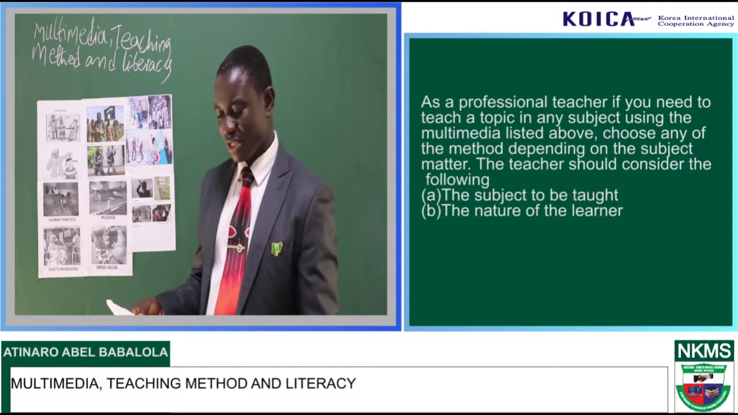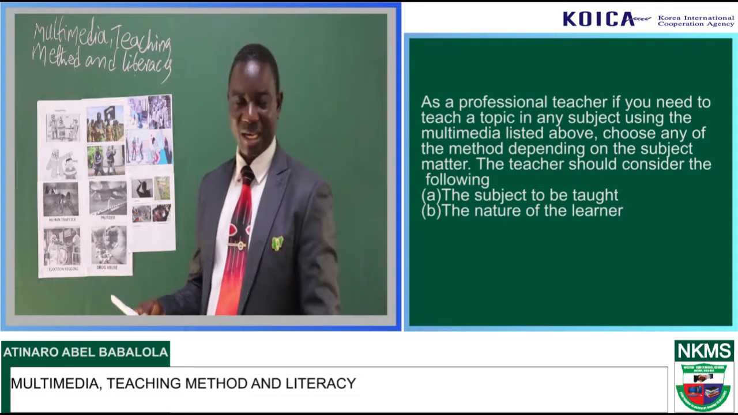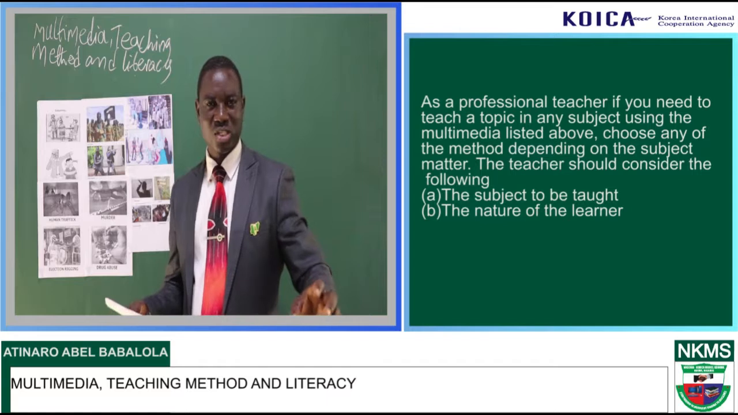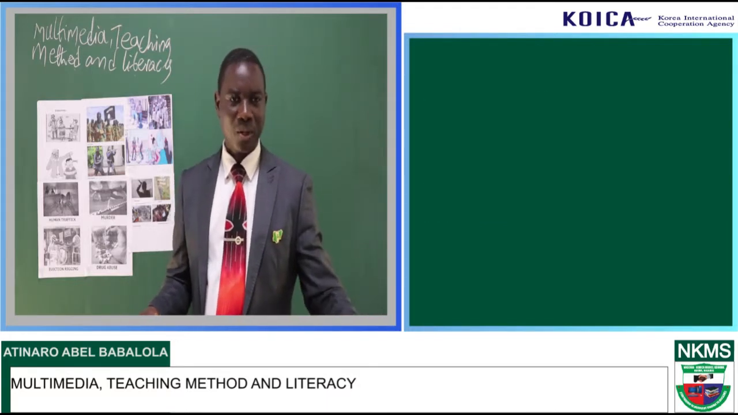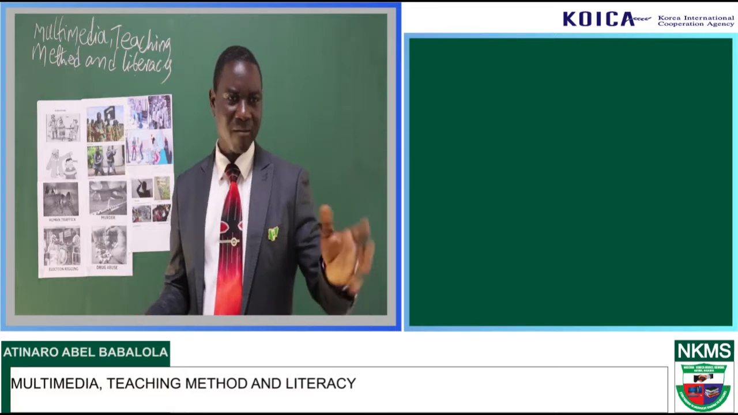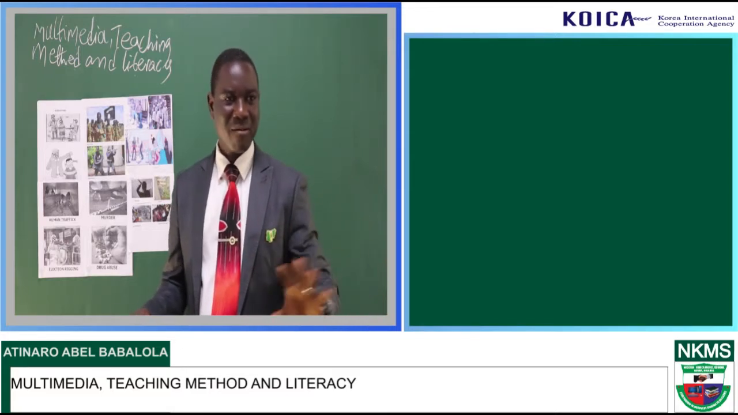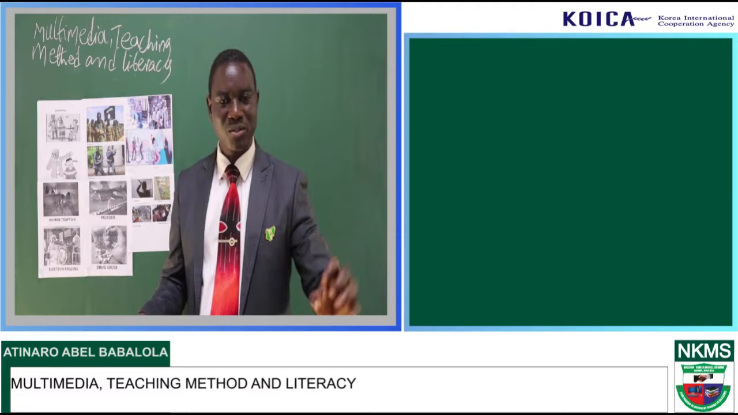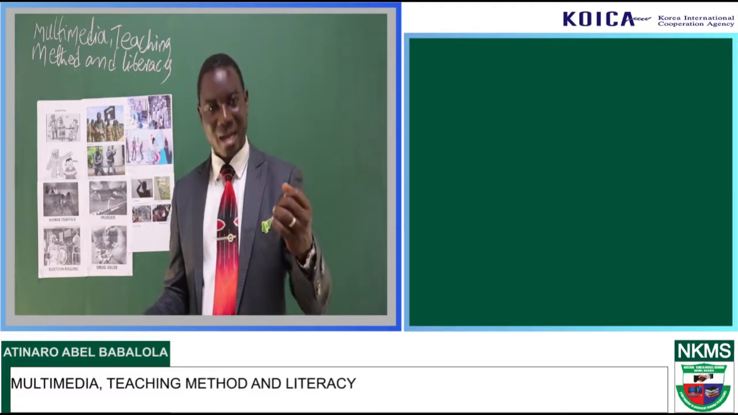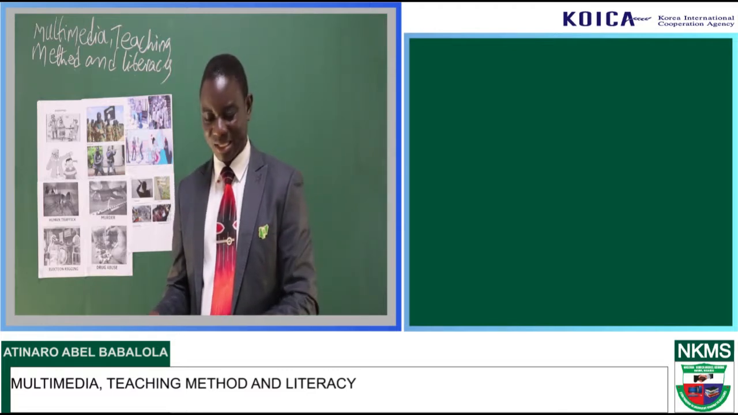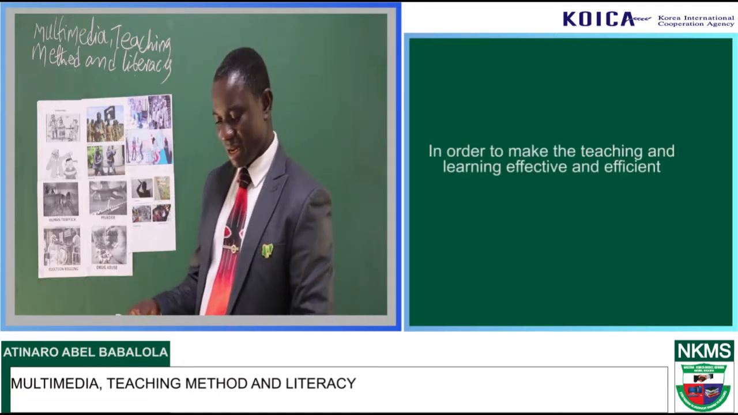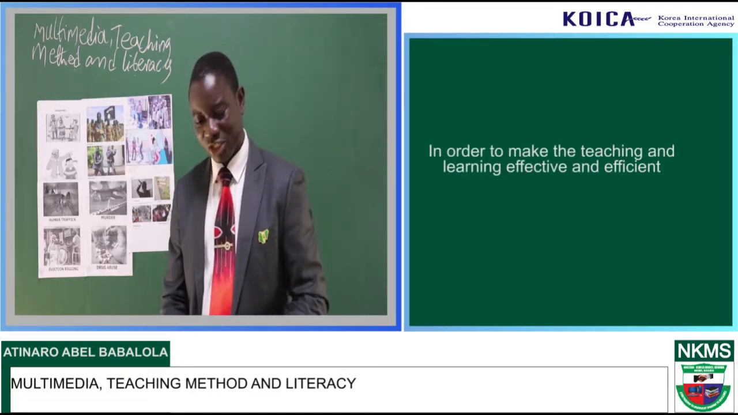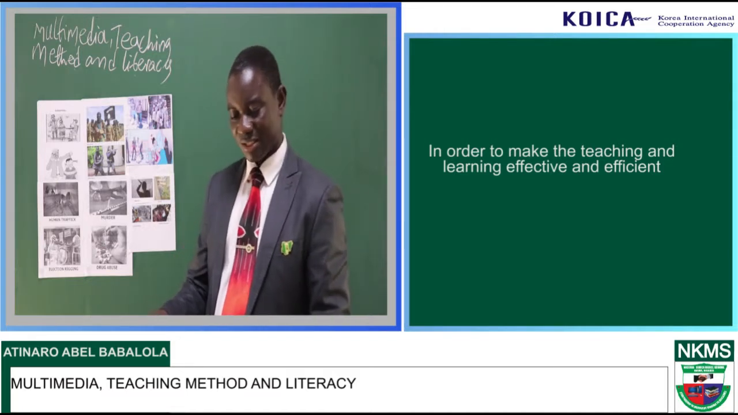Another thing you need to consider is the nature of the learner. You need to take into consideration the age of the learner, the situation, the environment, and everything that has to do with them gaining and assimilating what you are passing across. So in order to make teaching and learning effective, as a teacher, you should be able to consider this.